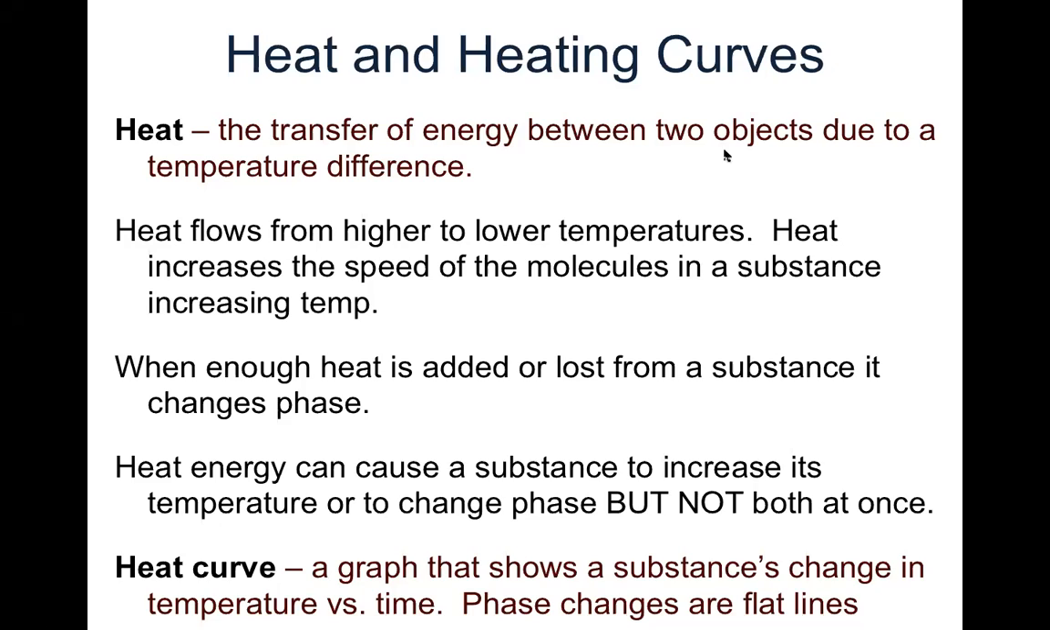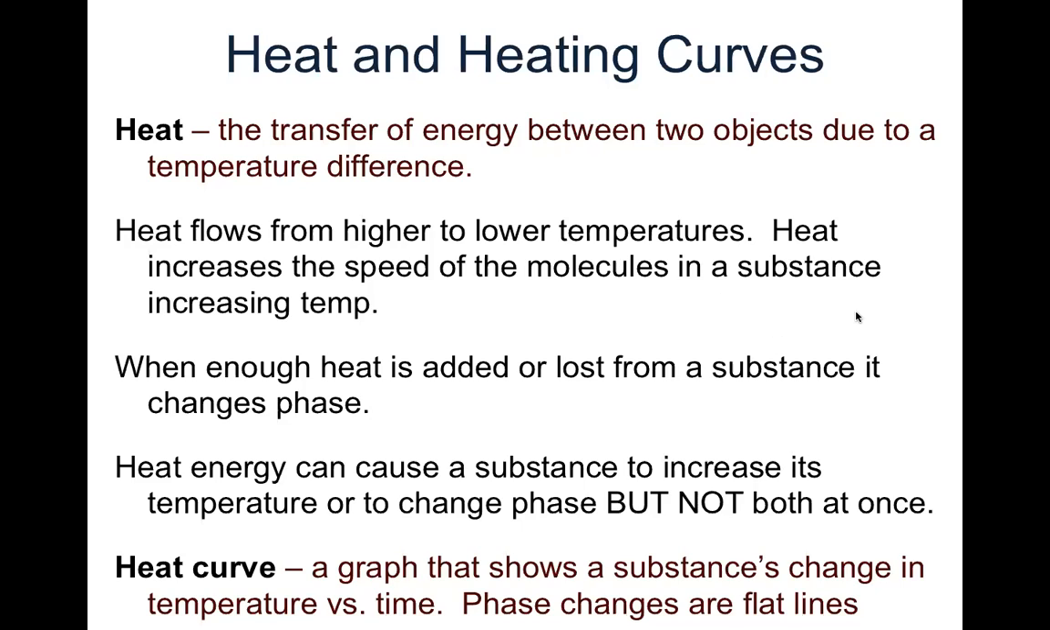When a substance changes phase, it's due to either heat being added or heat being lost. If we add heat to a liquid, we know it turns into a gas. Likewise, if a liquid loses its heat, it turns into a solid. And that's what happens when we put water in the freezer. The liquid loses its energy into the freezer, and the molecules get slower and slower and slower until they become a solid.